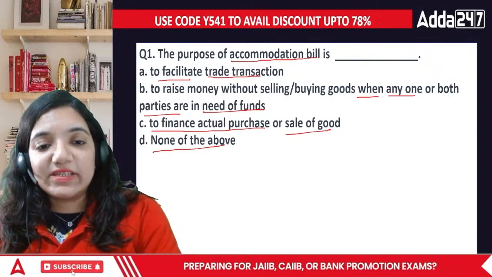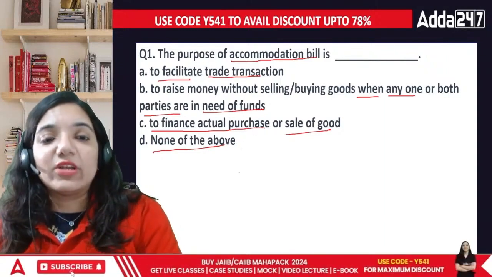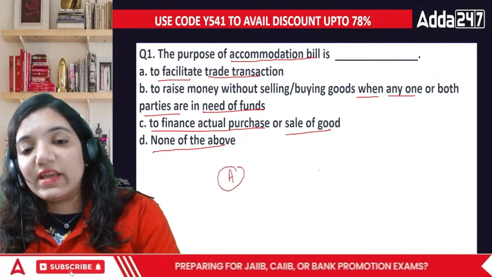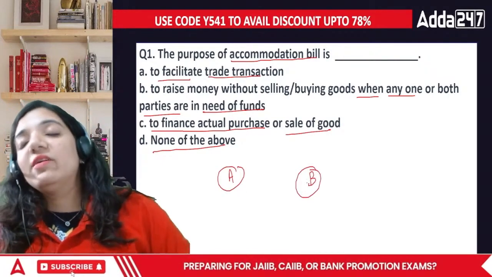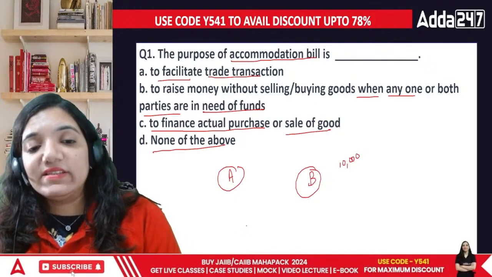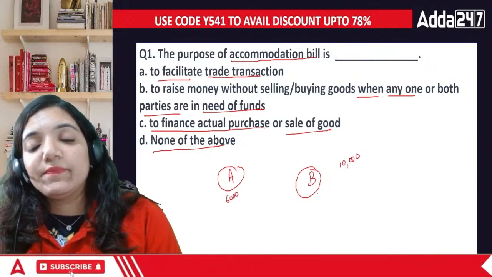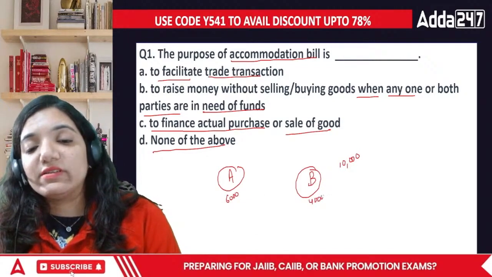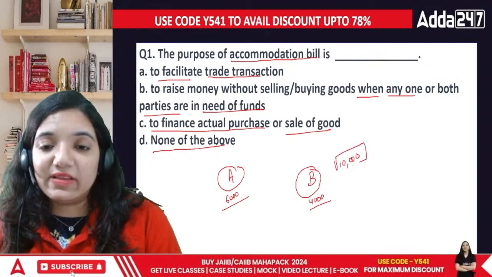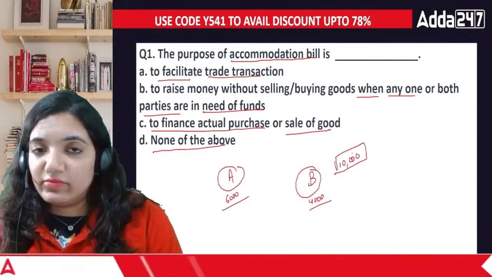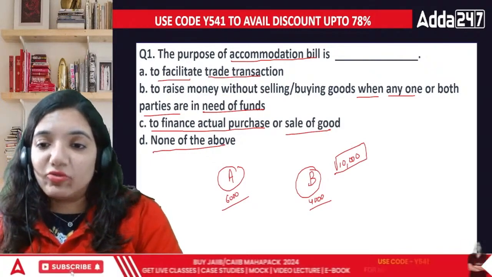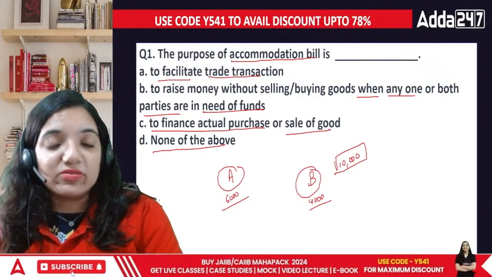Basically, there are two parties. Let me tell you what exactly an accommodation bill looks like. There are two parties, A and B. They are friends and they both need a total amount of 10,000 rupees, where A needs 6,000 and B needs 4,000. Due to their need of money, what will they do? None of them have any security. They do not have anything where they can take a loan or something and help it out in that way. So they're just stuck with it.